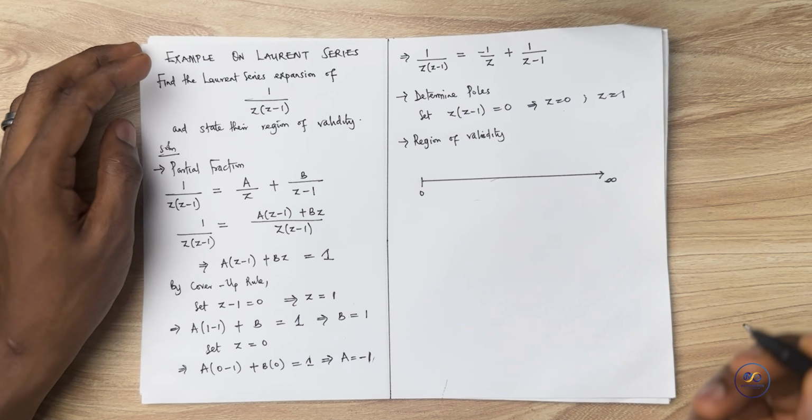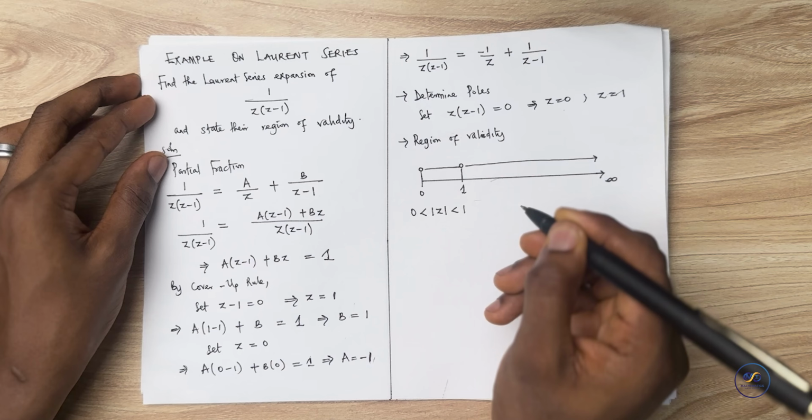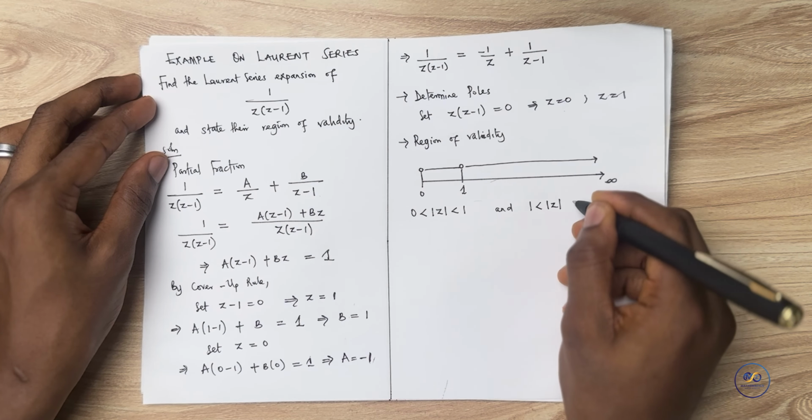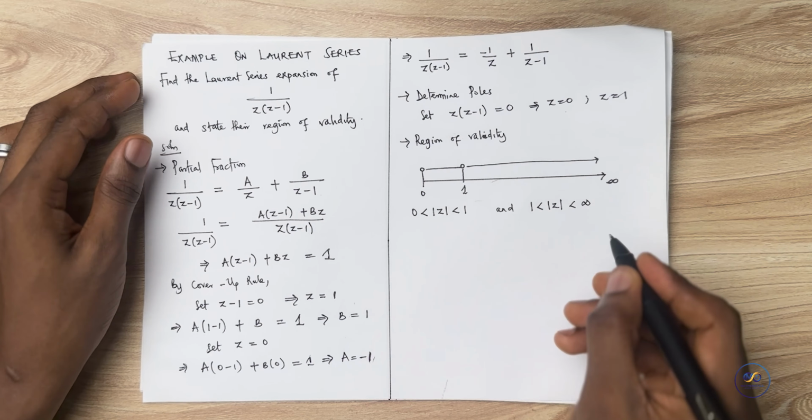This is just, of course, remember, this is just a simple diagram. What this means is that the range of values for the modulus will be split between 0 and 1 and from 1 to infinity. So it means the region of validity would be 0 less than absolute value of z less than 1, and you would have 1 less than absolute value of z less than infinity. This would be the two regions of validity covered.